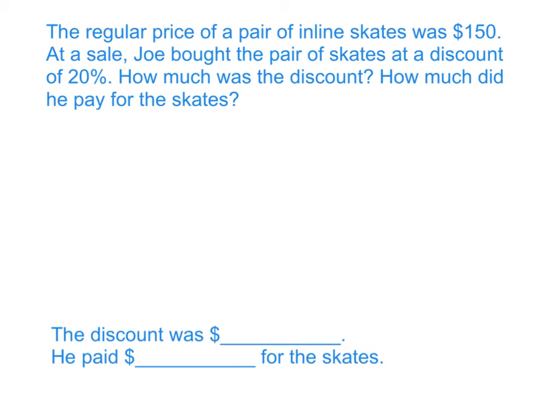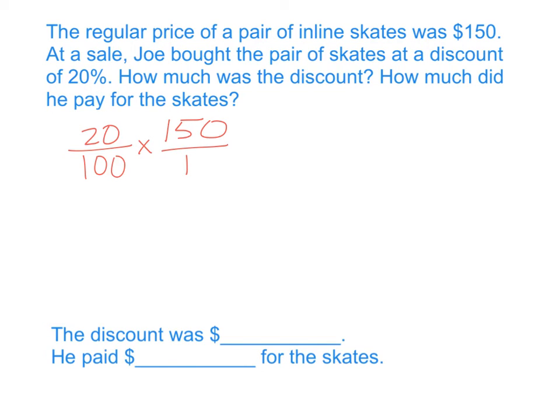Pause the video while you try this discount question. Remember, you subtract a discount. So this time, find the discount first, then subtract it to see how much you paid. So a discount of 20% off means I'm going to take 20/100ths times $150.